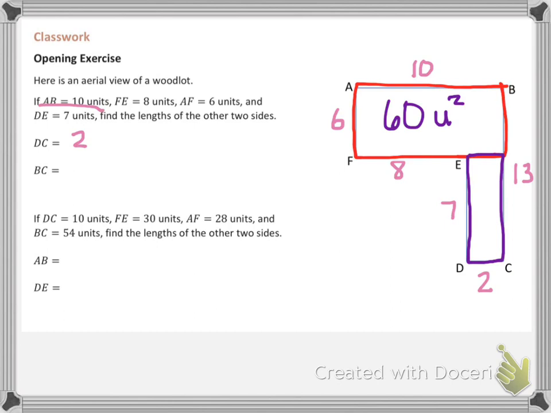And then if I want the area of the bottom rectangle, that's a 7 by 2. And 7 times 2 is 14 square units. And then I can add those together, and I get a total of 74 square units. And that's called decomposition. You're cutting it apart into pieces of shapes that you know how to find the areas to. And we know how to find the area of rectangles. So that's a good technique.